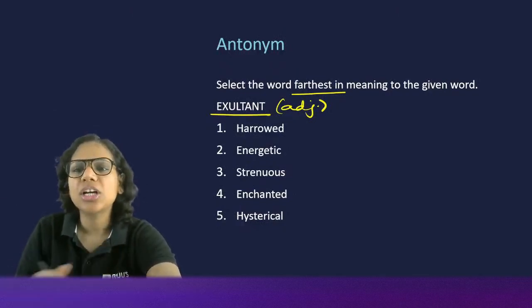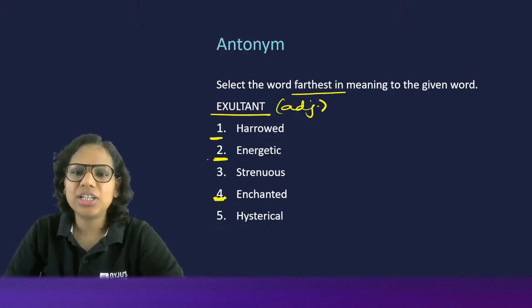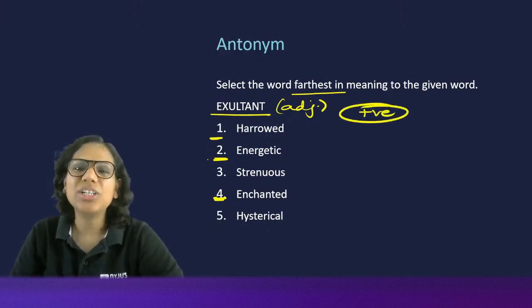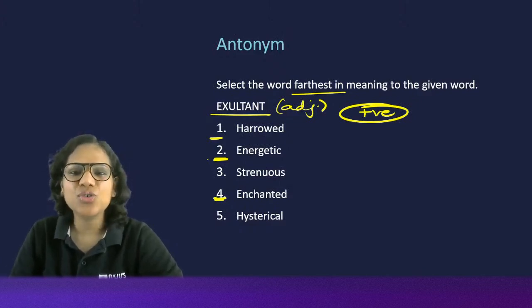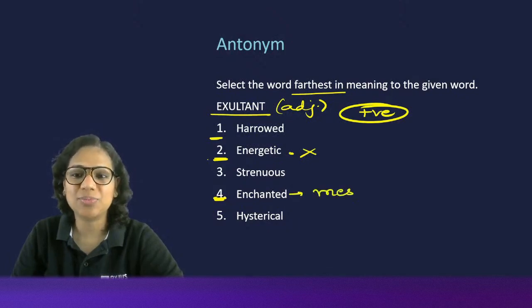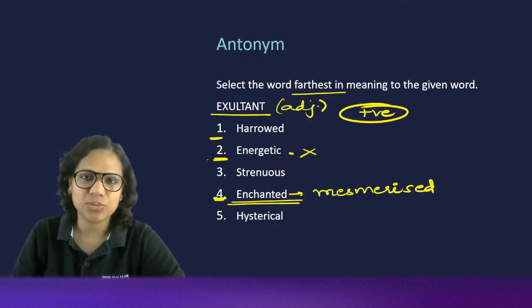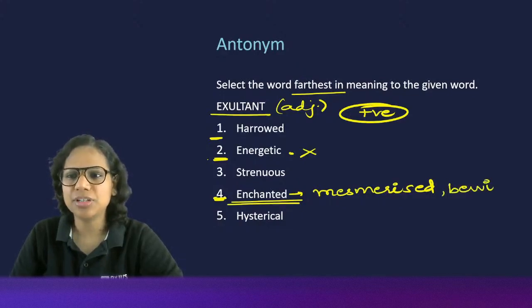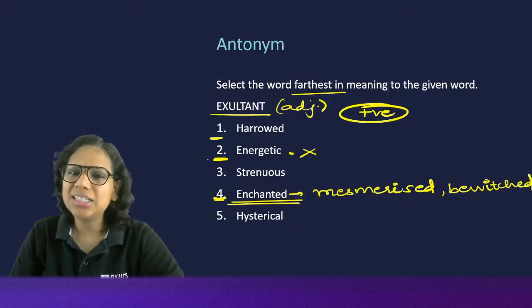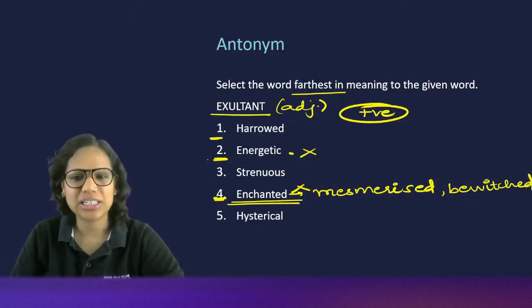So I've got 1, I've got 4, I've also got 2, right? Now we have realized that this is a positive word, and we need a negative word. The antonym would be a negative word. So energetic cannot be the antonym. This does not mean lazy. Exultant is not lazy. So 2 cannot be the answer. Enchanted means when you are mesmerized by something, when you are so attracted towards something, when it bewitches you, right? That is when something enchants you. So mesmerized, bewitched, these are some synonyms. Now, enchanted does not mean somebody is disgusted. Exultant does not mean disgusted or repelled. So how can mesmerized, bewitched be its antonym? So even this is not related, eliminated.